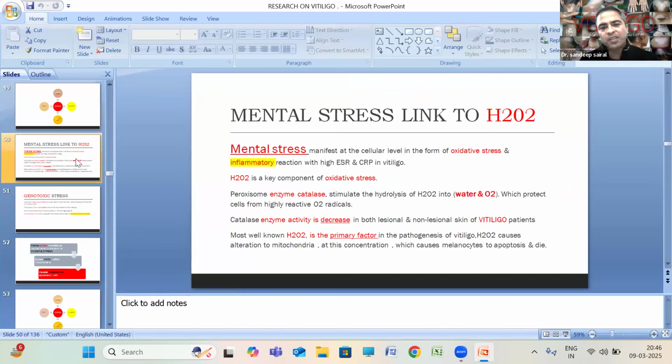But there's naturally a mechanism in the body: an enzyme, peroxidase, catalyzes and breaks down this H2O2 into water and oxygen. But next we found that in vitiligo patients, this enzyme's activity is low or decreased. So when you have low enzyme activity, what will happen? H2O2 will accumulate, more and more H2O2. It will affect your mitochondria, which normally supply energy to the cells, the powerhouse, the source of ATP. When mitochondria are disturbed, it will finally lead to cell death. In our case, especially, it will lead to melanocyte death.